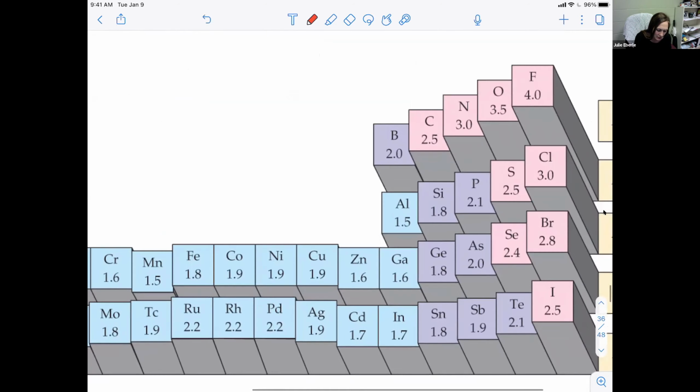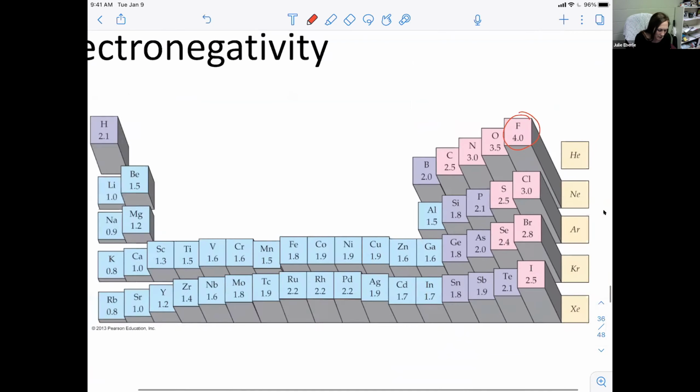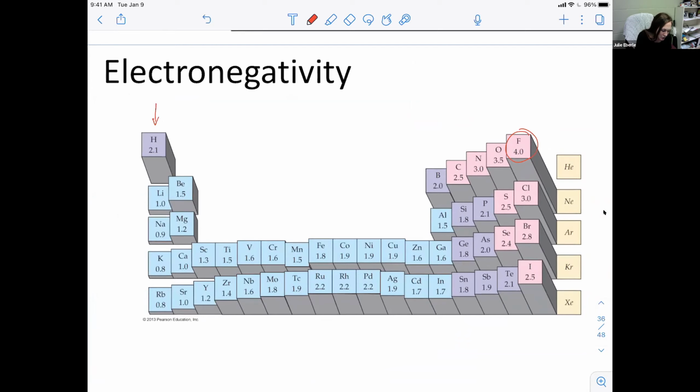You can see that the closer you get to fluorine, the numbers get bigger and bigger. So everything over here, metals, hydrogen's an exception. Hydrogen's not a metal, but your metals have very low electronegativity. They do not desire electrons. Electronegativity is a characteristic that alludes to, in a bond, how much an atom attracts electrons and pulls electrons towards itself, almost like tug of war.